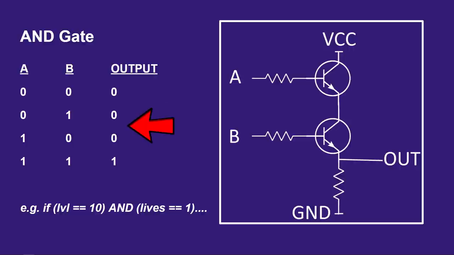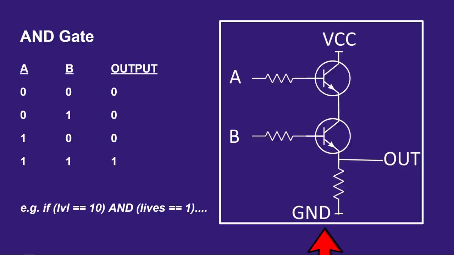If one of them is true, so either 0, 1 or 1, 0, then still the whole thing isn't true because it's not level 10 and lives 1. It might be just level 10 and lives 2, or it might be lives 1 and level 27. But only when they're both true, so 1, 1, then you want to get a 1. And if you look here, here's an example of how you'd build that using two transistors.